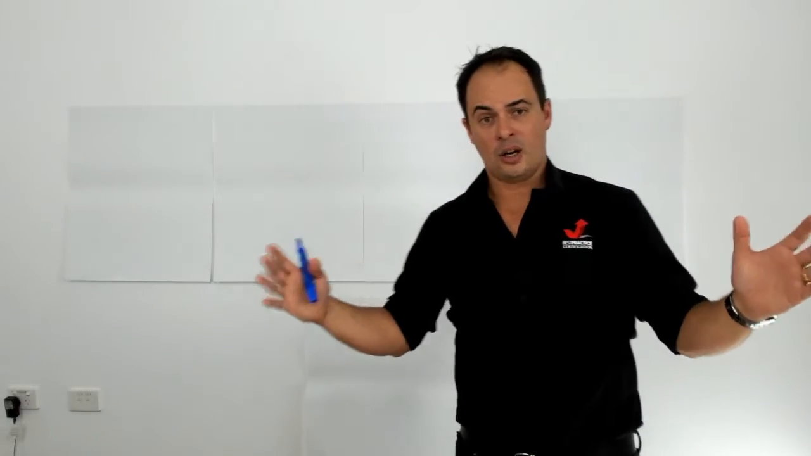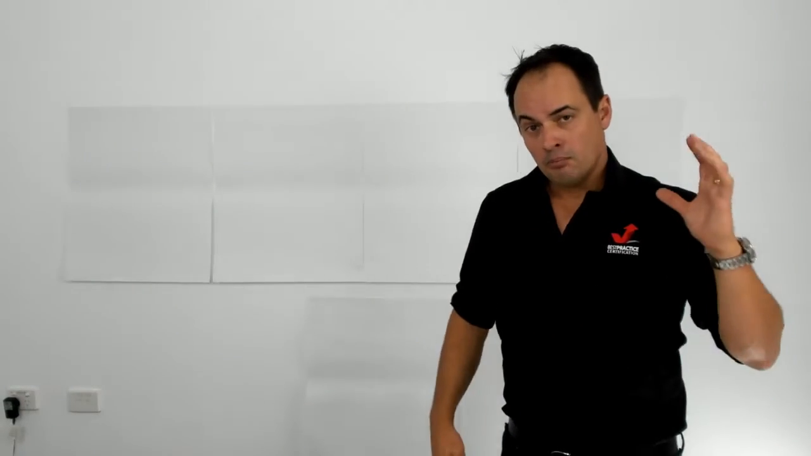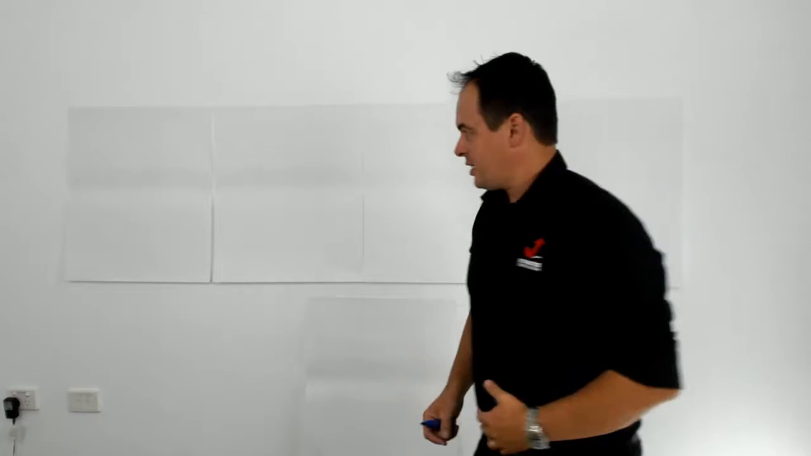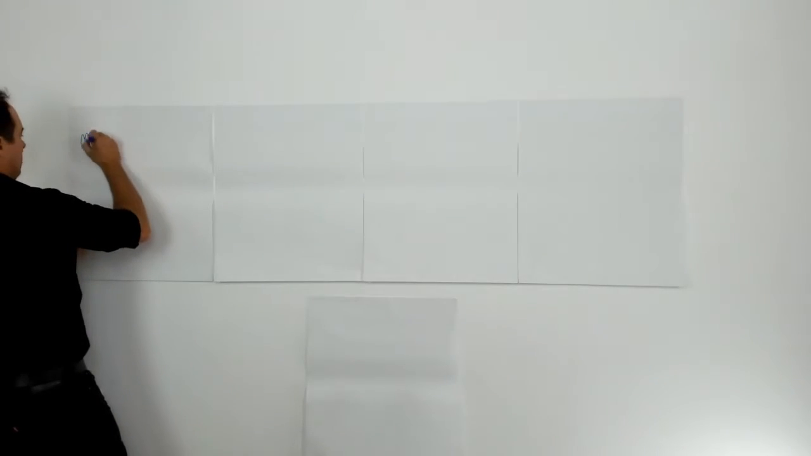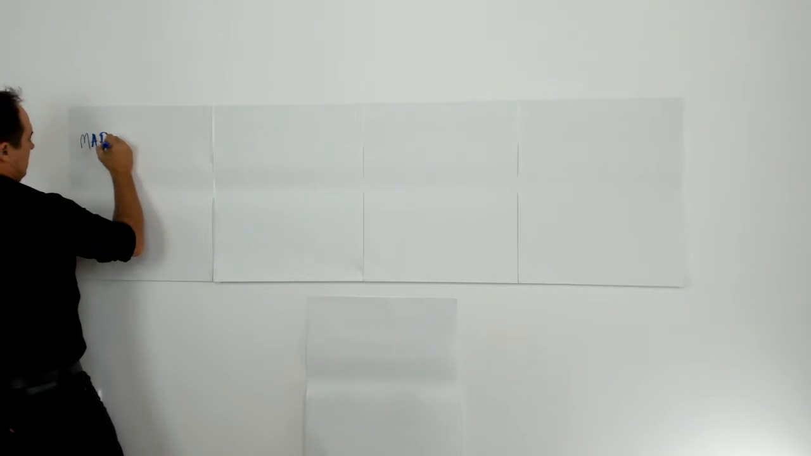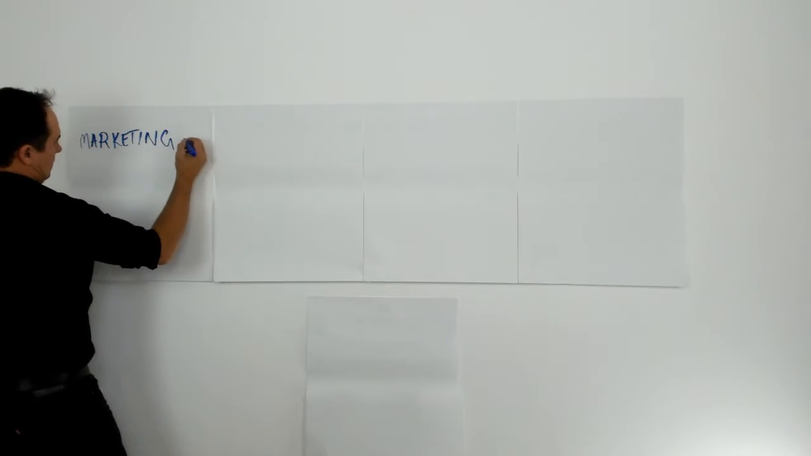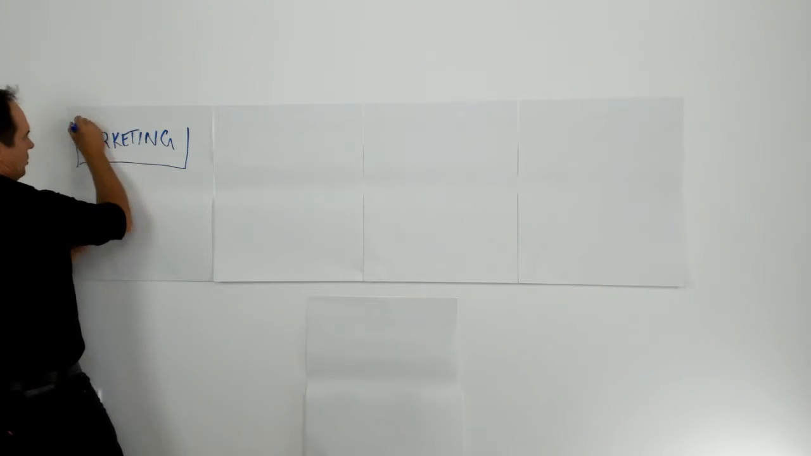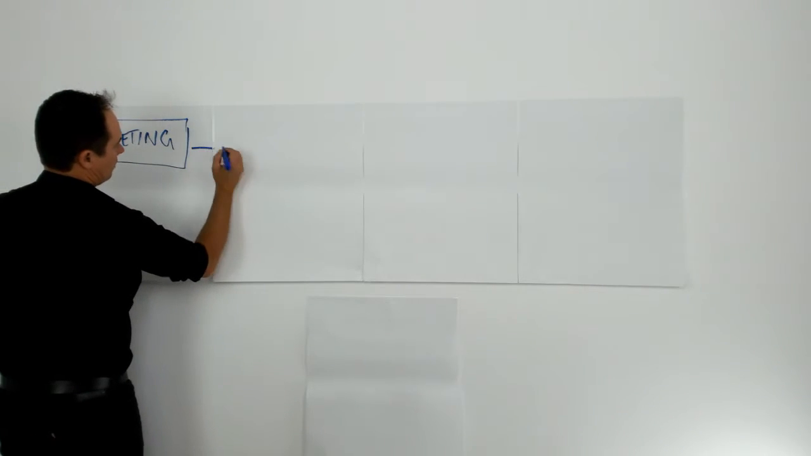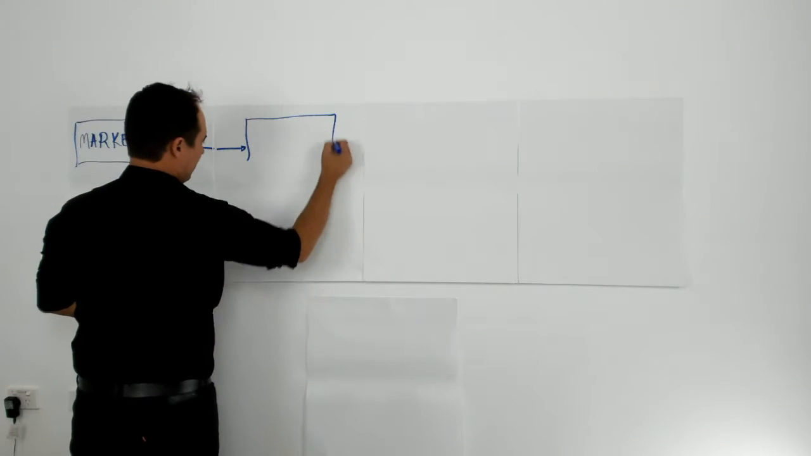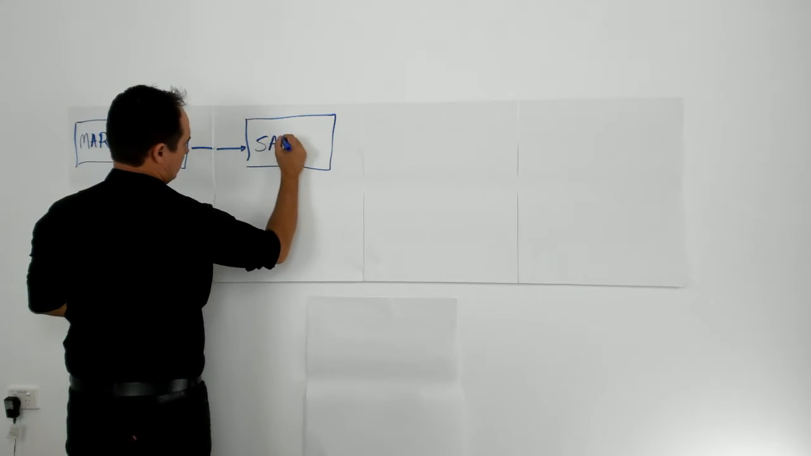So we have to start at the highest level, and most organisations, even not-for-profits, even charities, start with marketing. So we've got marketing, and let's call that a process step, if you like. Then we've got, I just drew on the wall, well done Kobe. Then we've got sales.